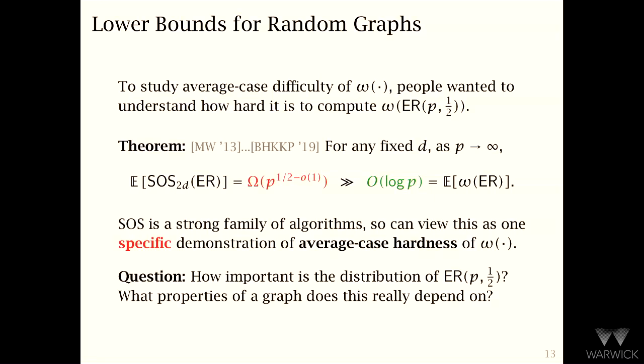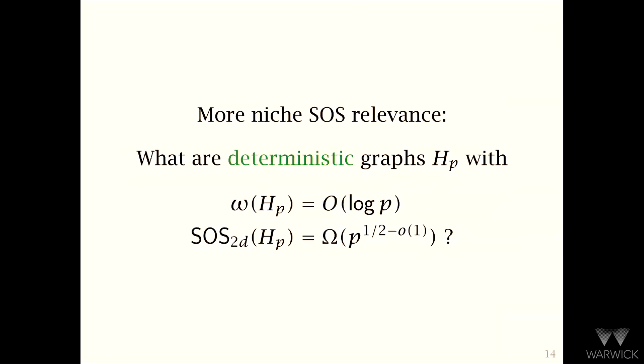And so from the point of view of the SOS literature, there's another related question, which is that this is showing average case hardness in a very specific sense for a very specific distribution of random graphs, these Erdős-Rényi graphs that are maximally convenient to work with. And so it's natural to ask, well, how robust is this? What properties of a graph does this lower bound really depend on? And so from the point of view of sum of squares, there's a related question, which is, can we de-randomize these lower bounds? Can we find deterministic graphs that behave roughly in the same way as Erdős-Rényi random graphs from the point of view of the true value of the clique number and the sum of squares relaxations?